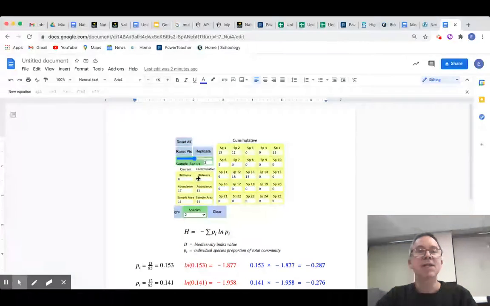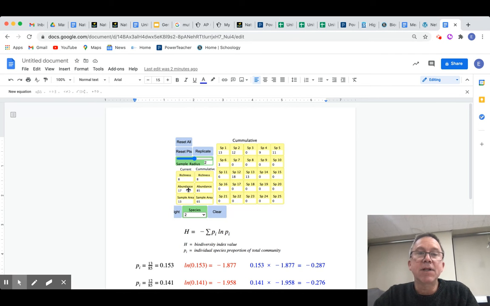Now my richness is 8. That's because 1, 2, 3, 4, 5, 6, 7, and where's my 8th one? 8, okay. I have 8 species present. If I add up all these numbers, I'll get the abundance. There's a total of 85 organisms in my total sample size. Depending on your group, you probably got more than that. Anyway, here's how I'm going to do my calculations.